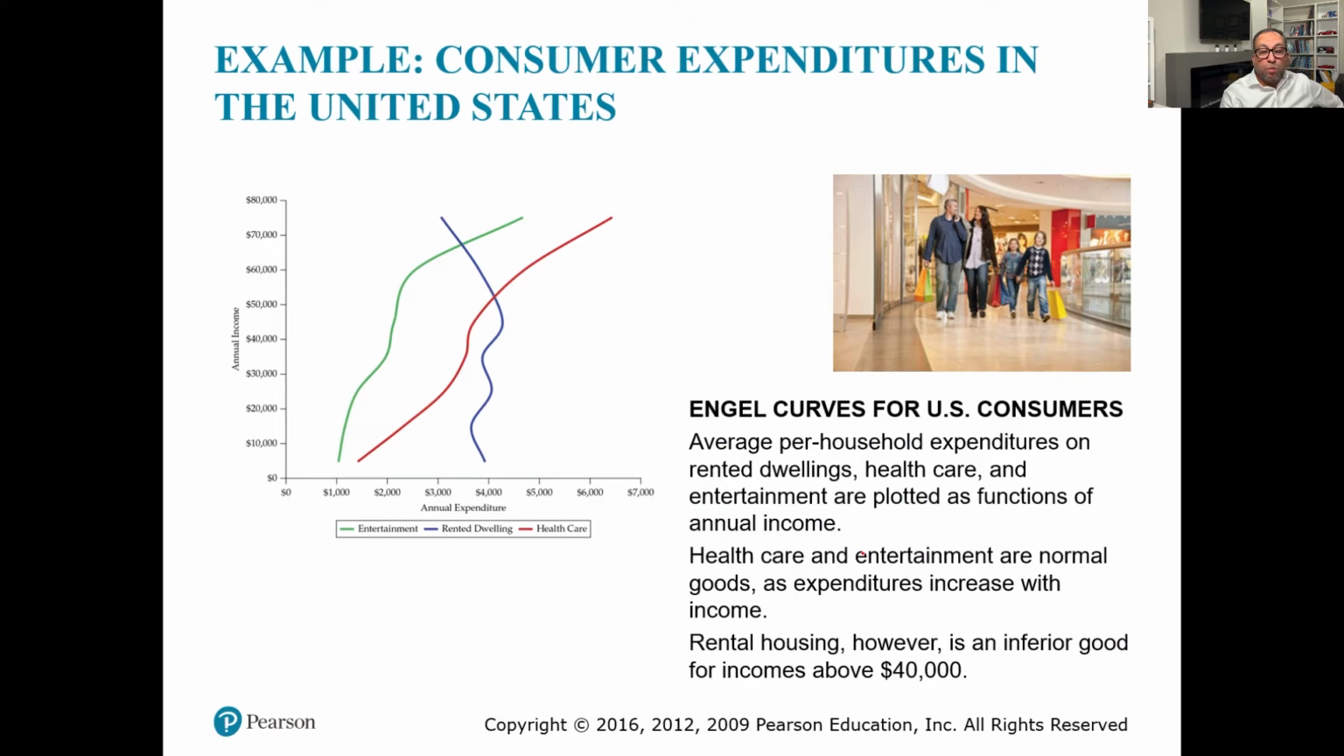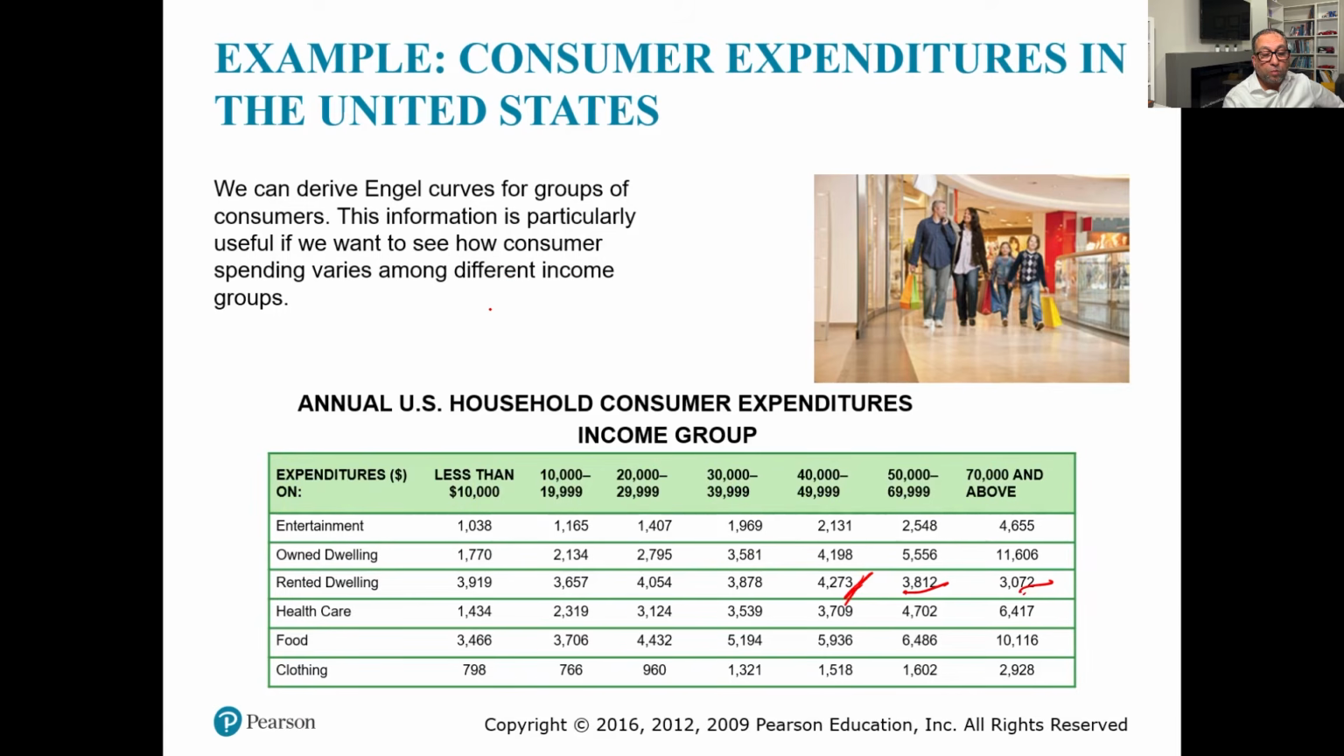And the book is also reflecting the curves, and we see that this green curve and this red curve both are upward sloping. These are the Engel curves for entertainment and healthcare, but the blue curve is an Engel curve for rented dwelling, and we see that it is changing with the increase in income. So we can see here it decreases and then it increases, it decreases, and then increases, and then decreases.